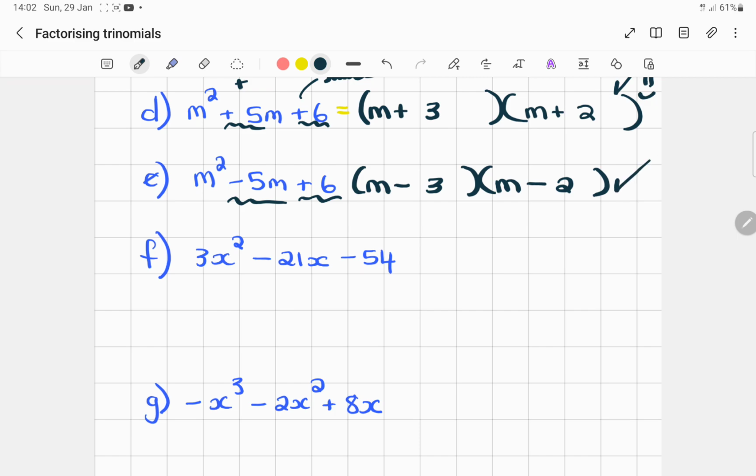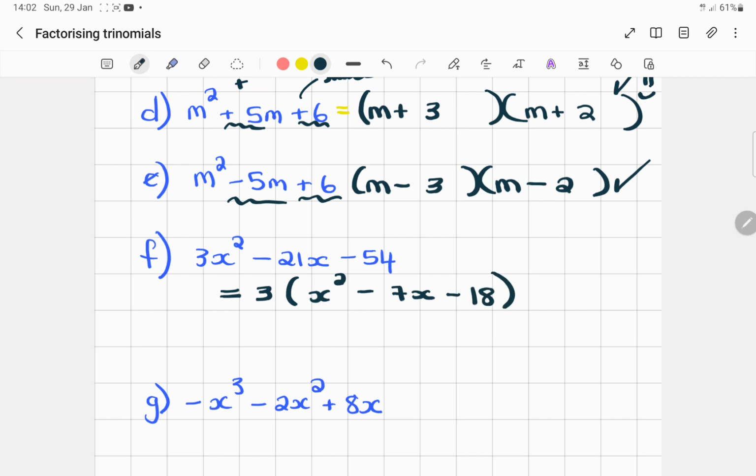Okay, over here, you get trinomials where you have to take out a factor of 3, and I'm just going to whip out my calculator because I don't trust myself so well. So I have to first take out a 3. Nothing else that I can take out. Then what is left? x squared minus 7x, and 54 divided by 3 gives you negative 18.